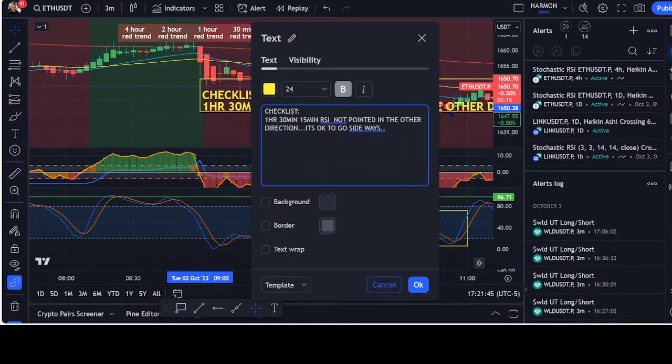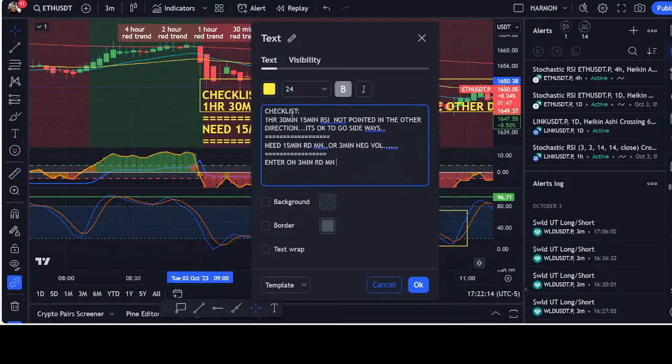Now once the checklist is done, you move to the next thing, right? You need a 15-minute red moon or 3-minute negative volume. One of those has to happen. Once that happens, you then enter on 3-minute red moon and trend with RSI in your direction.